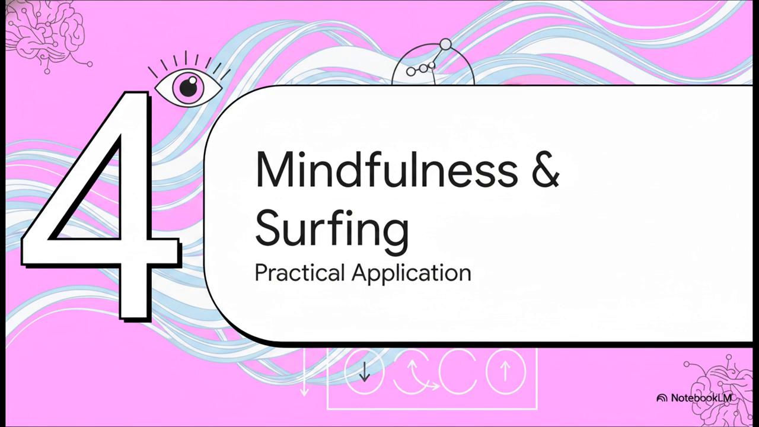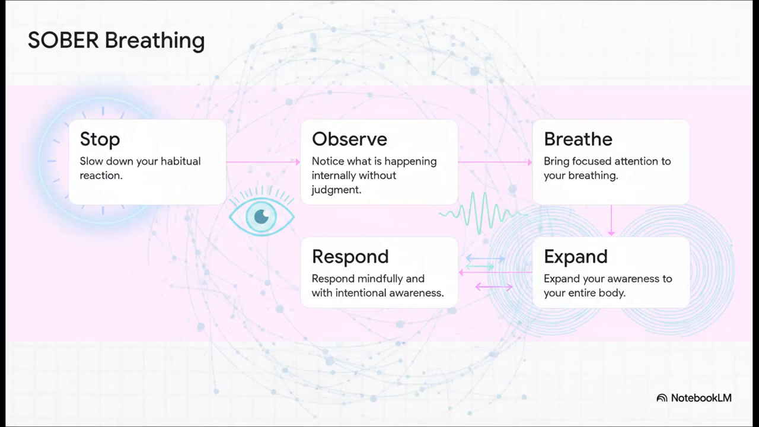All right, Section 4, Mindfulness and Urge Surfing. Let's look at the practical application of this. So, practically speaking, how do we actually do this when a real craving hits? In mindfulness-based relapse prevention, there is this brilliant, concrete mechanic called the sober breathing space. First, you stop or slow down your habitual reaction. Then, you observe what is happening internally without judging it. Third, bring your focused attention to your breathing. Fourth, expand your awareness to your whole body. And finally, respond mindfully. This little exercise actively interrupts that 33-millisecond dopamine flash we talked about earlier. It expands your behavioral repertoire so you aren't just instantly reacting on autopilot.